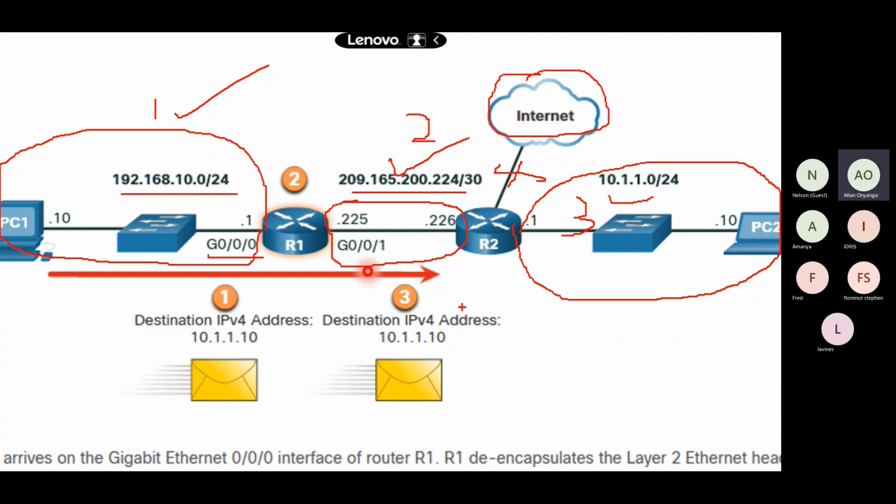We will get more topologies, and I want you to always know how to count the number of networks in your topology. That is very, very important.